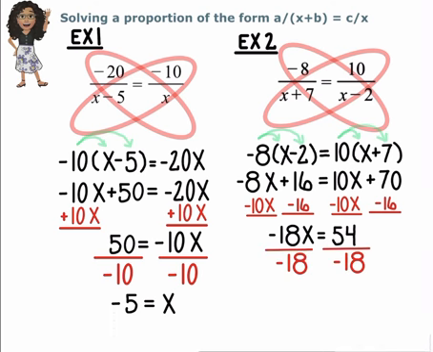All we have left to do to isolate x is get rid of multiply by -18. So I've divided by -18. And 54 divided by -18 is -3. Our answer is x equals -3.